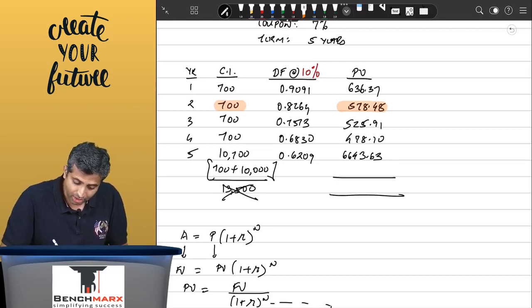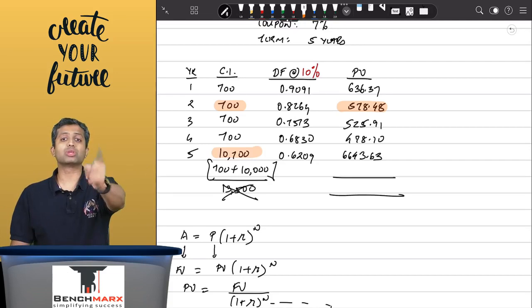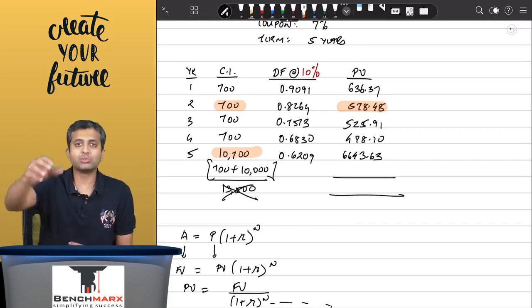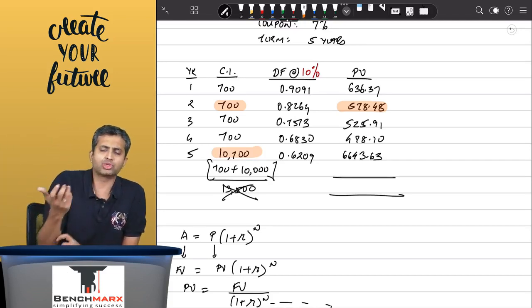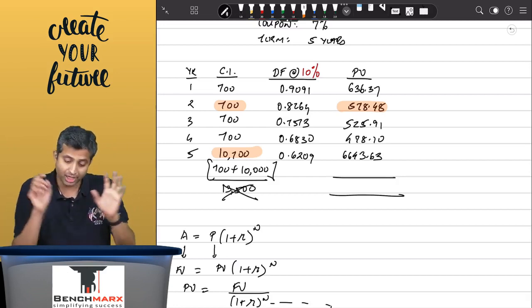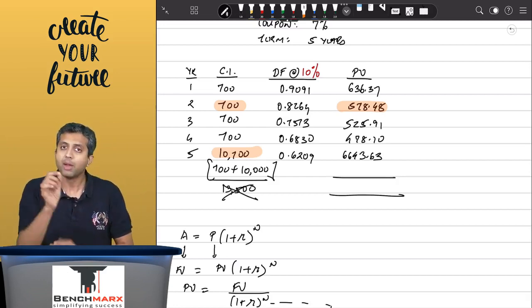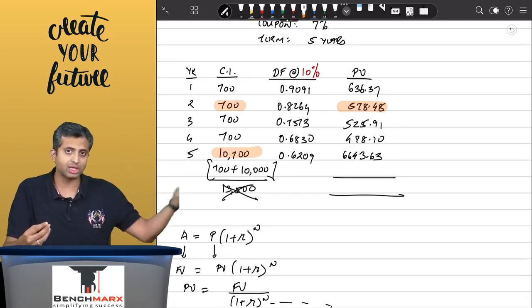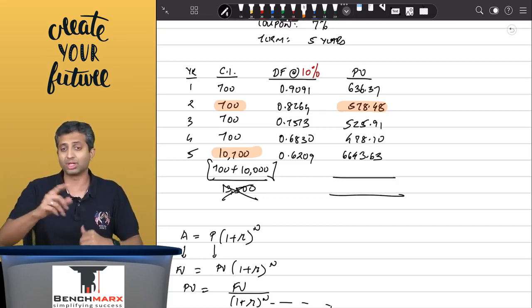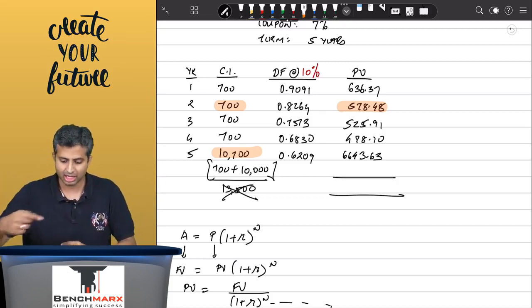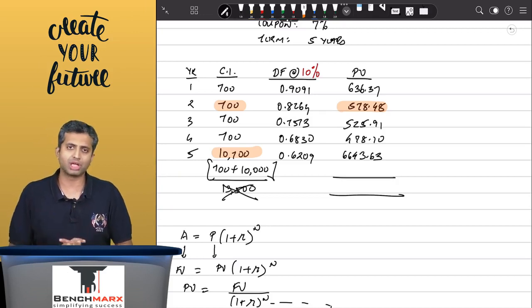Again, if someone comes and tells me, sir, you know what, I'll pay you 10,700 after 5 years, please give me an X amount today, I will say, okay, if I need to generate a 10% return, how much should I give? Well, I should give 6,643.63. If I give that today and the other party gives me 10,700 after 5 years, that means on the 6,643, I would have generated a 10% return.